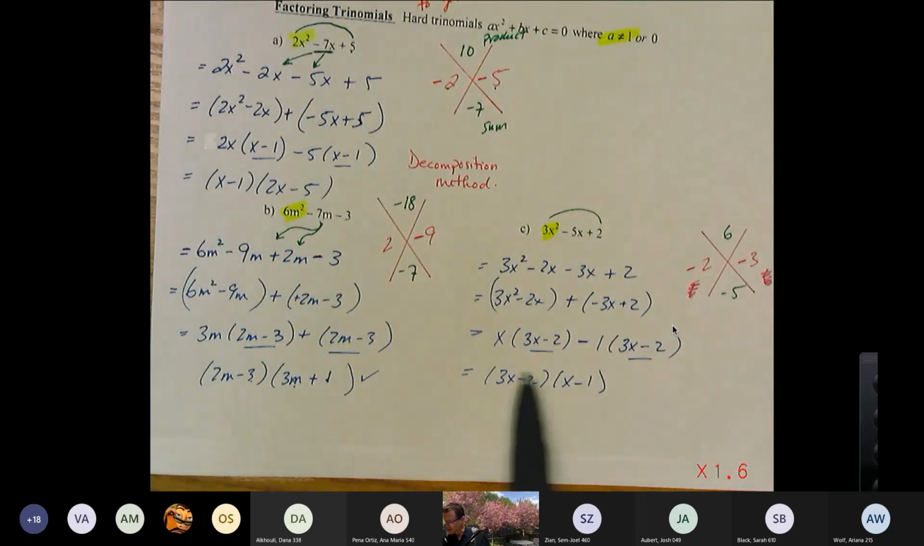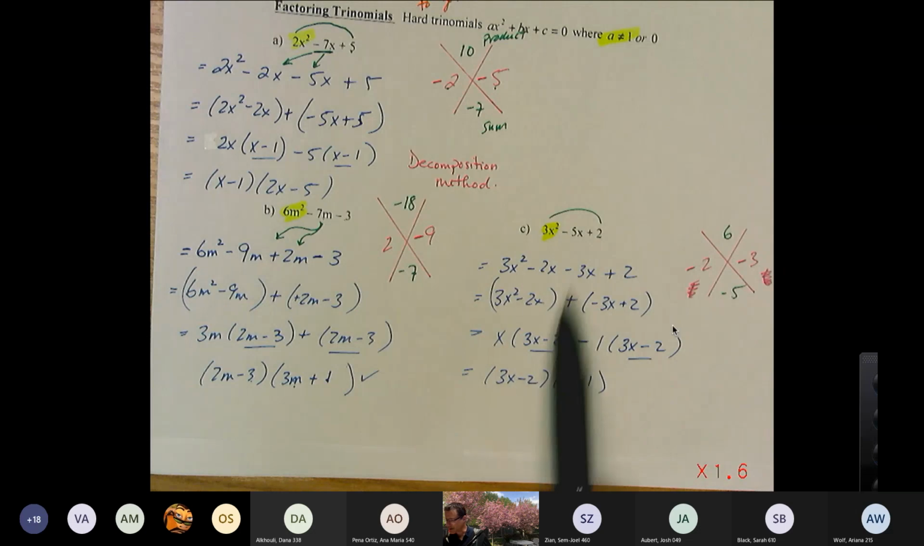And let's see if it works. 3x times x is 3x squared. Negative 3x, negative 2x is negative 5x. Negative and negative is positive 2. And it worked. Now, this method is decomposition.